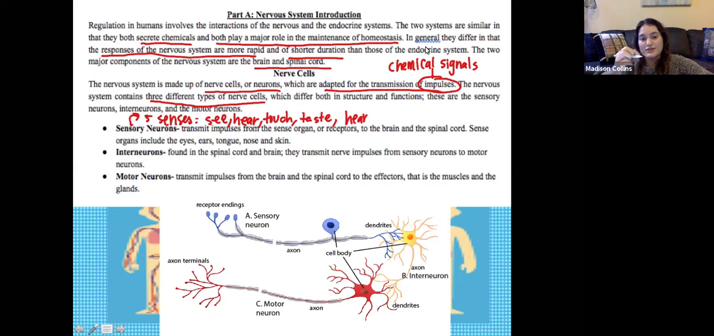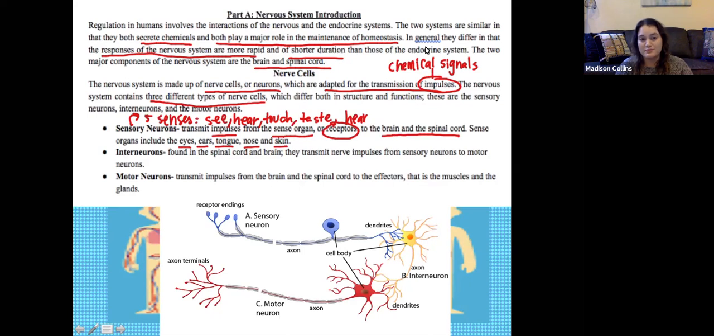So what our sensory neurons do is they transmit impulses, remember those chemical signals, from the sensory organs. We're going to call those sensory organs our receptors. So the sensory neurons take in those messages from our eyes, from our ears, from our nose, and they're going to send those messages to the brain and the spinal cord. So all of those sensory organs that are needed are the eyes, ears, tongue, nose, and skin. So all of those organs are going to rely on sensory neurons to send that information to the brain and the spinal cord.